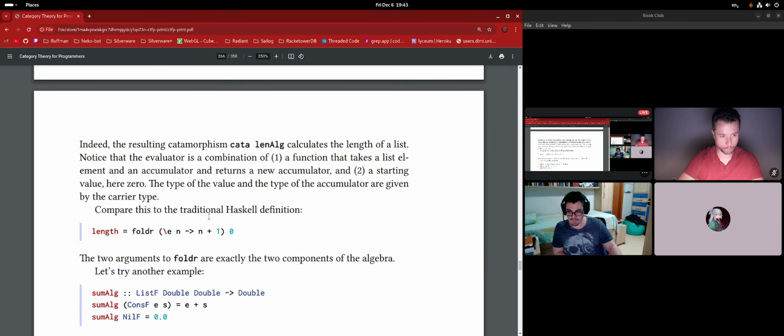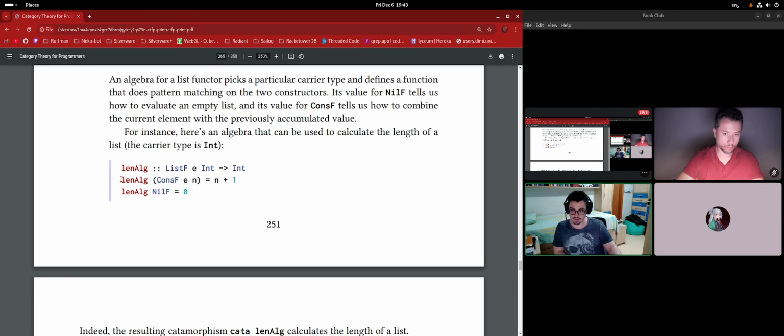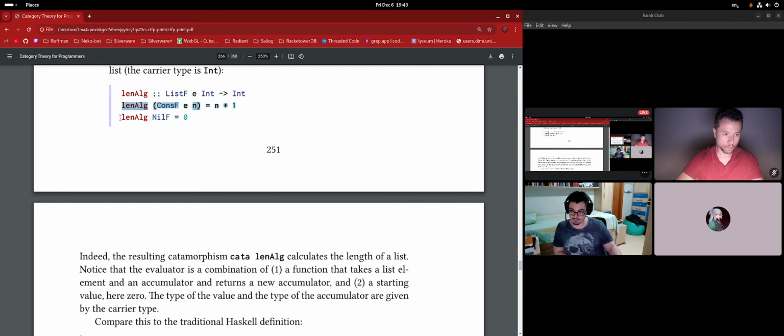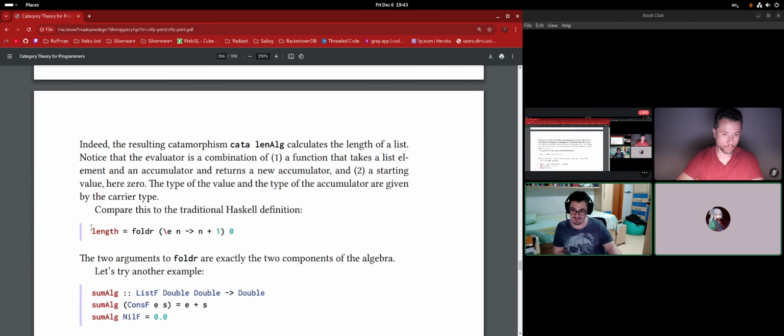And then notice a pattern here. Notice that the evaluator is a combination of a function that takes a list element and an accumulator and returns a new accumulator, which is basically this guy, and a starting value, this guy. Does that remind you of something? Oh yeah, this thing.